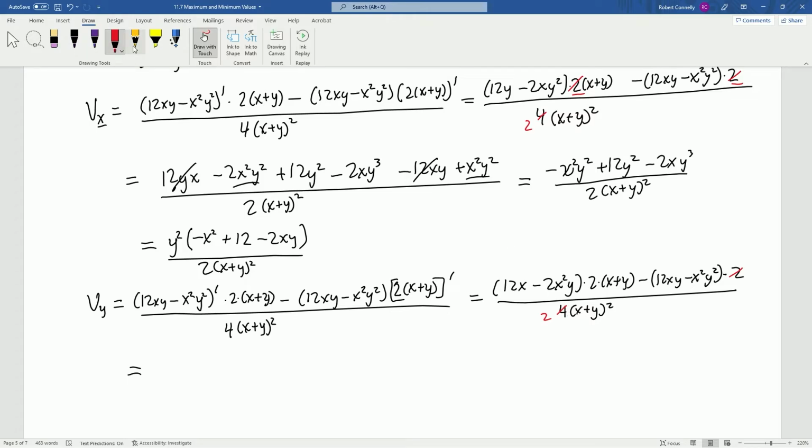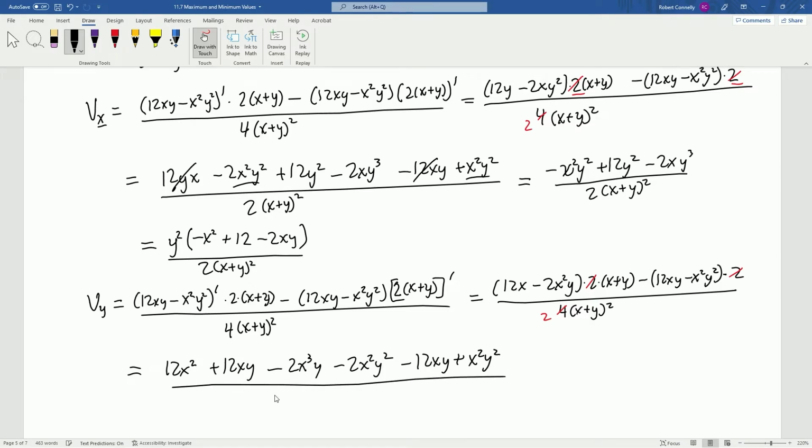Oh, I should have canceled both of those factors of 2 there. All right, now that's fixed. So now we've got to do this multiplication here. So we get what? 12x squared plus 12xy minus 2x cubed y minus 2x squared y squared. And then we've just got these two terms here, minus 12xy plus x squared y squared, over 2 times x plus y squared.